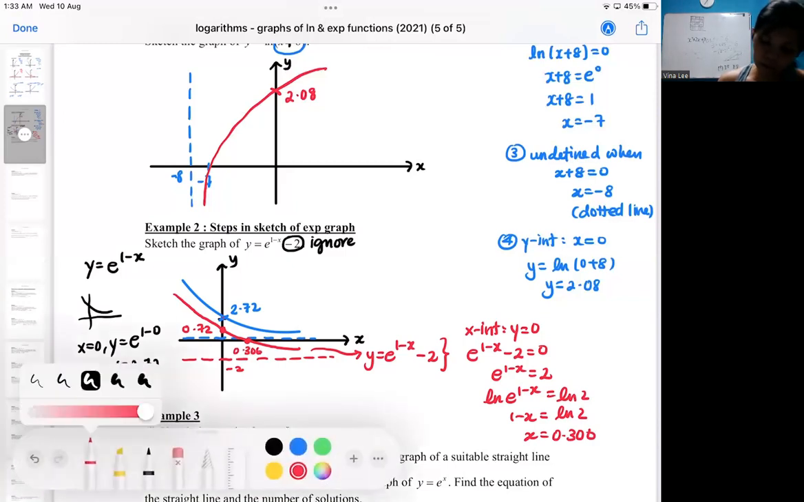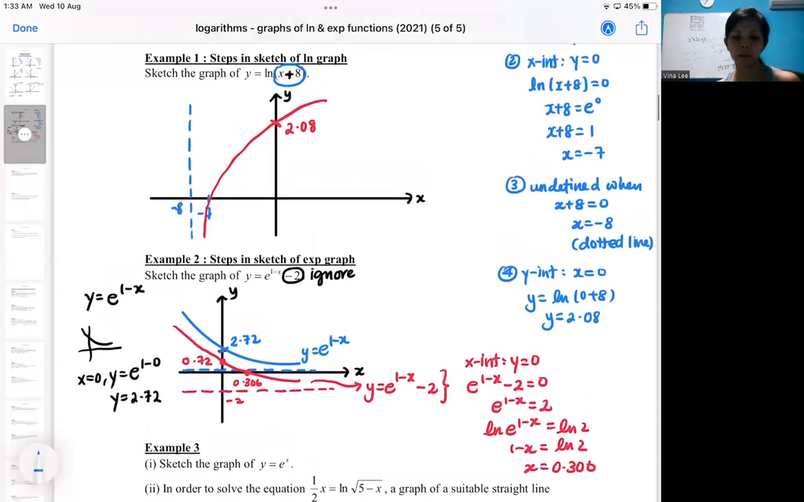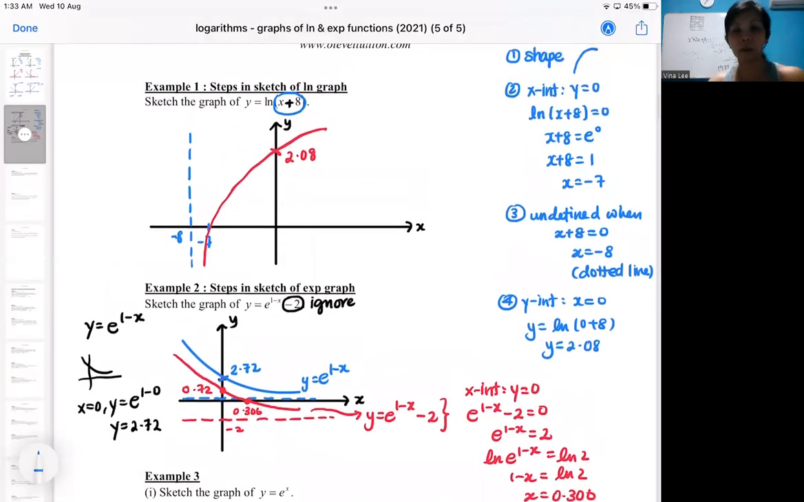So the blue one is before shifting down. The red one is after you shift down. So during the shifting, the dotted line shifts with it. Okay, so if you are having some shifting, you are advised to ignore it. And then after you draw it out, then you do the shifting down. It can be shifted down or it can be shifted up. So this will be the general idea. So you know the basic shape based on the coefficient of x, and then you calculate the relevant x-intercept and y-intercept.